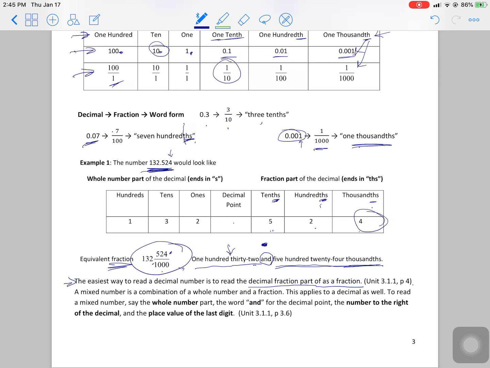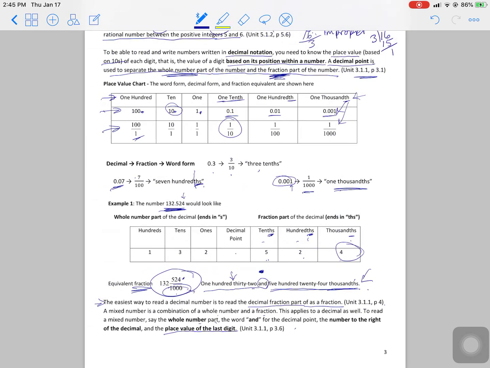Mixed numbers are a combination of a whole number and a fraction. This applies to the decimal as well. To read a mixed number, say the whole part, the word "and," and then you say the decimal part, or the number to the right of the decimal, with the place value of the last digit. So that's why the word thousandths is in here, not tenths and hundredths. This number goes all the way to the thousandths, and that's what you refer to because that's on the bottom of the fraction. Okay? All right.